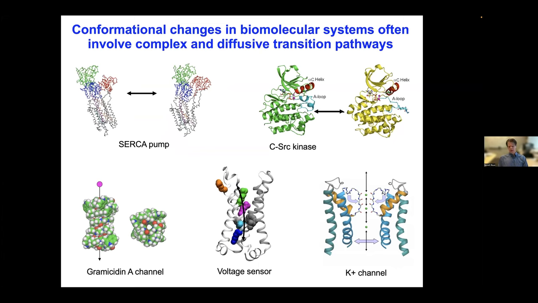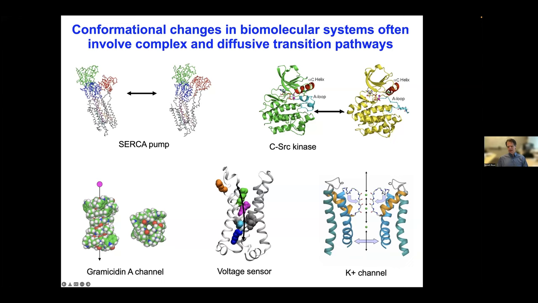Molecular dynamics on biomolecular systems is used to study very complex systems, and you get a range of systems. For example, you could have a calcium pump, as you see here, that undergoes very large conformational change to pump ions while it hydrolyzes ATP. Or you could have a kinase that also hydrolyzes ATP to phosphorylate downstream proteins.